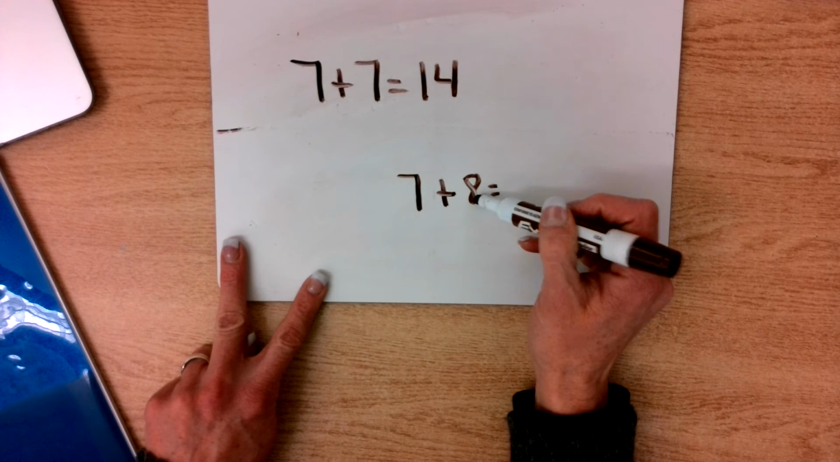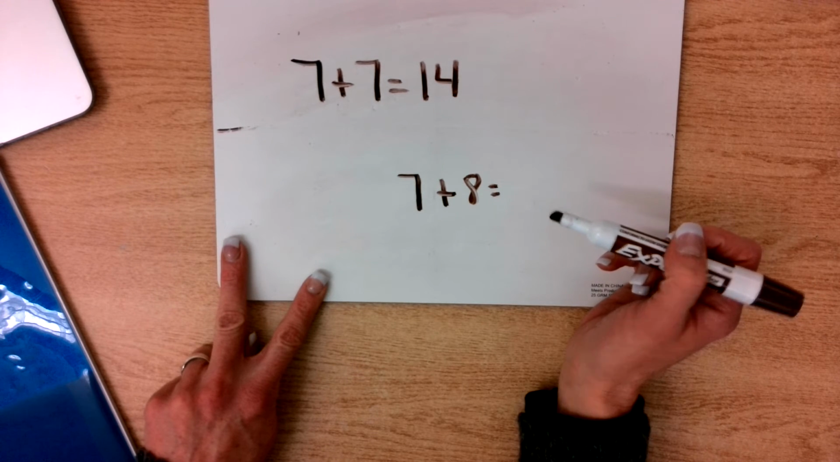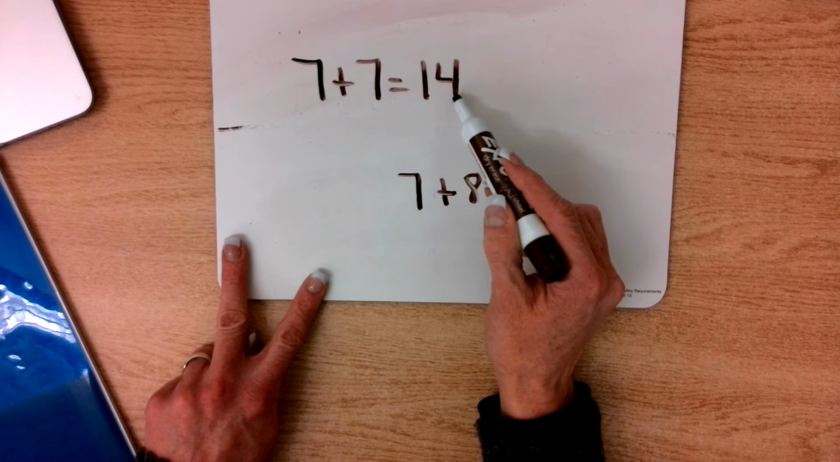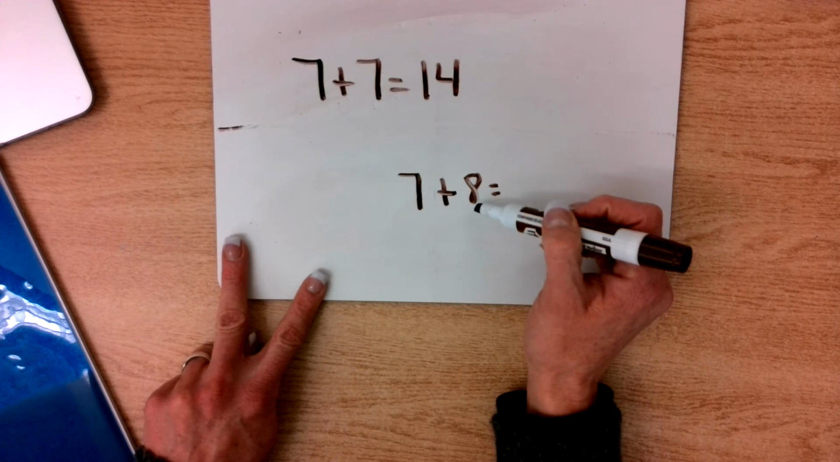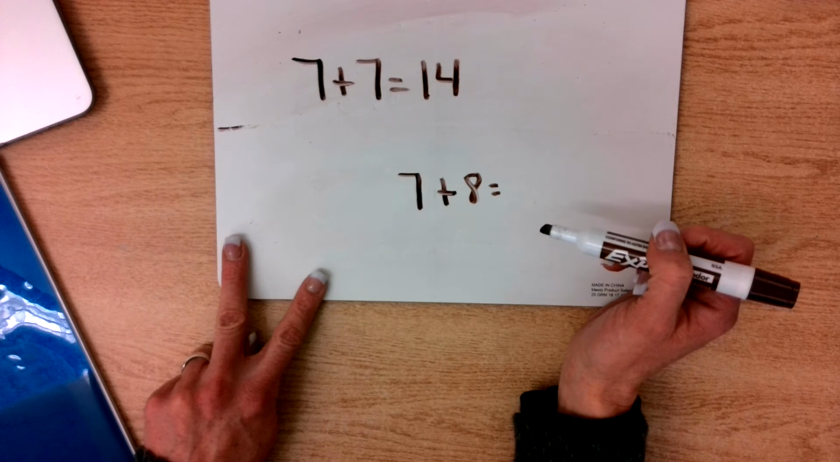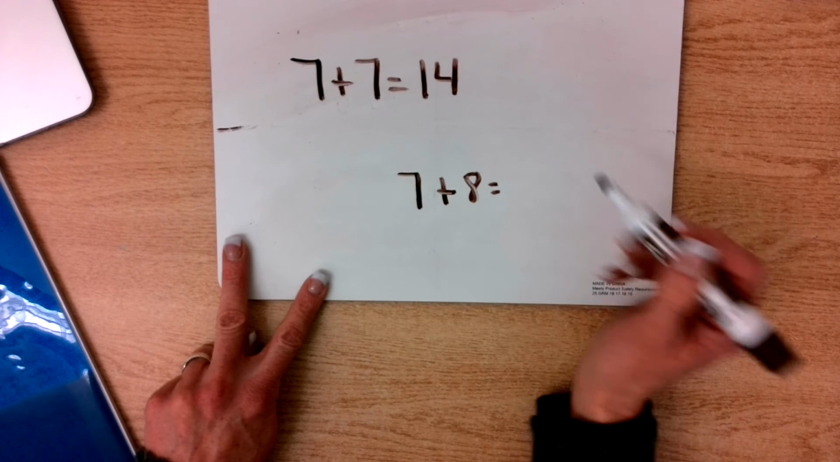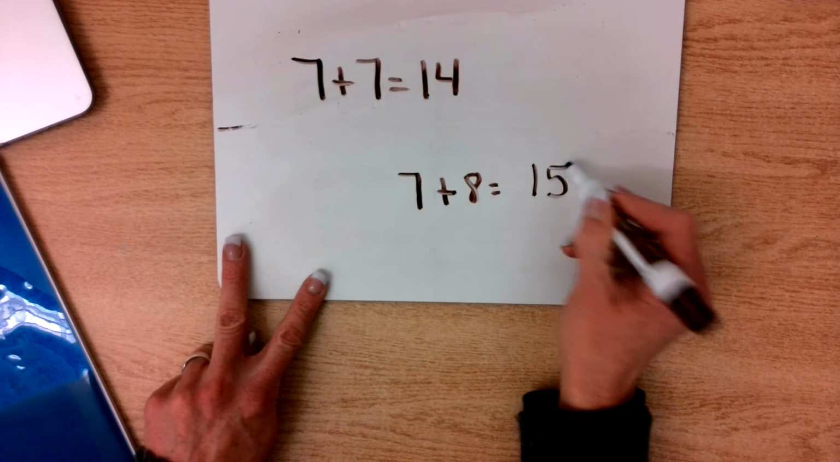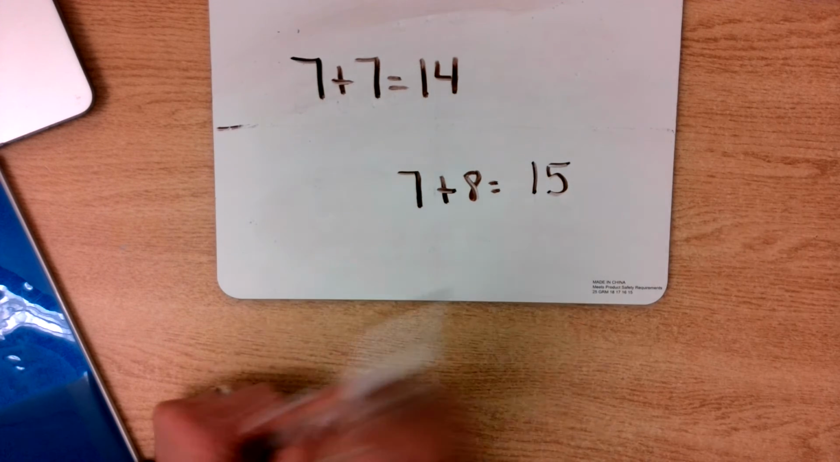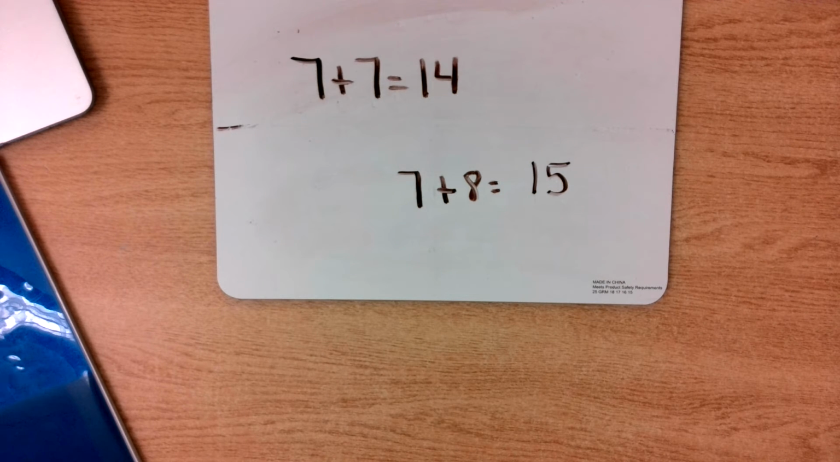If I was to take 1 away from this 8, it would be a 7. So 7 plus 7 is, just answered it, 14. Now I'm going to give this back with a 1, and it's going to be 1 more than 14. What's that answer? 15. You got it. So that's called a helper fact.